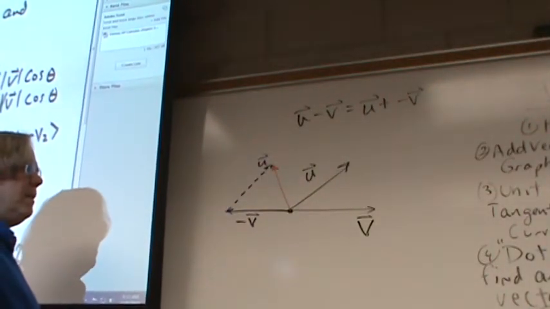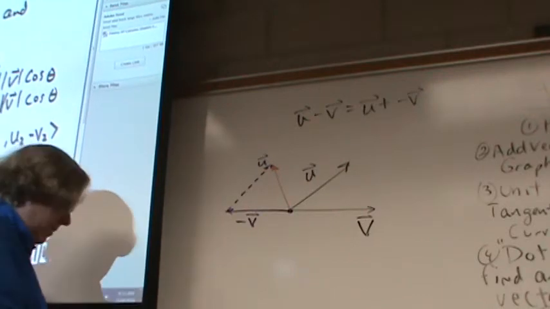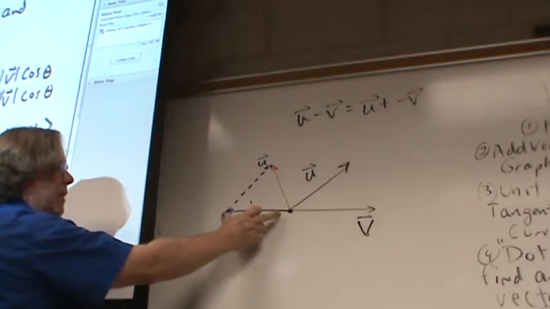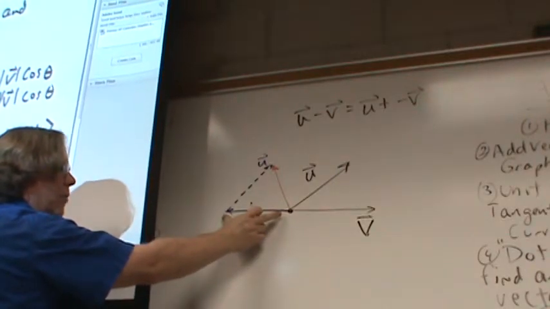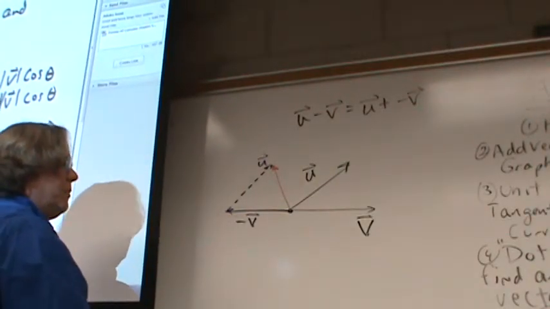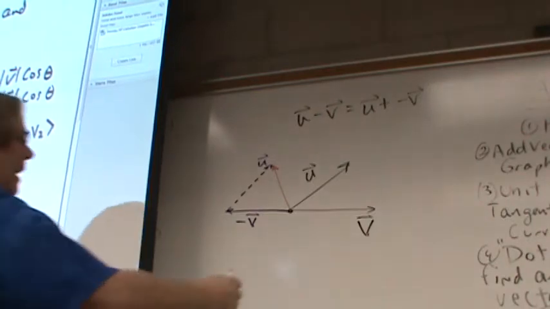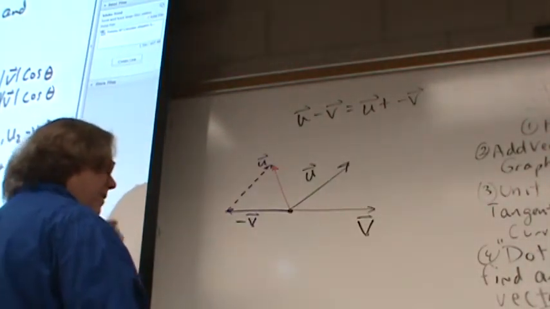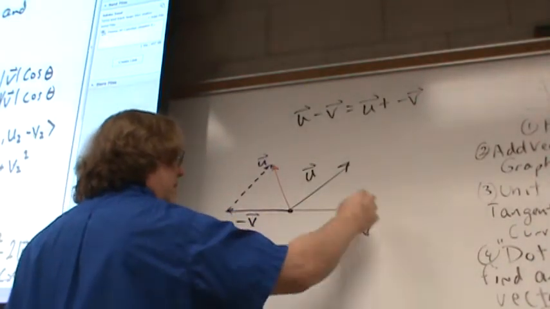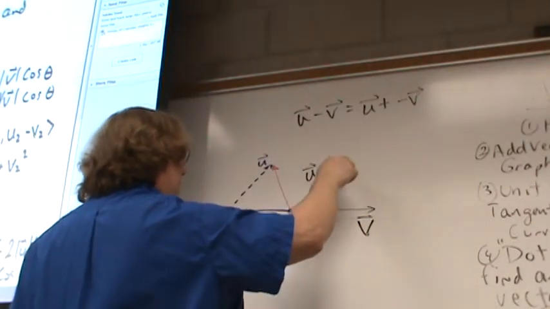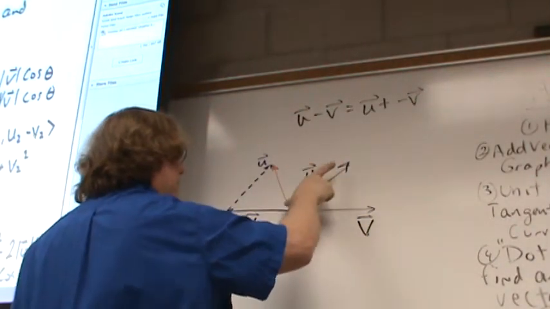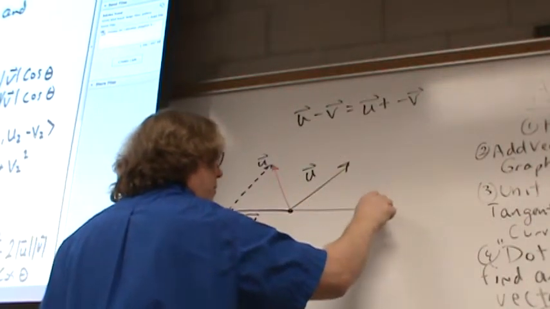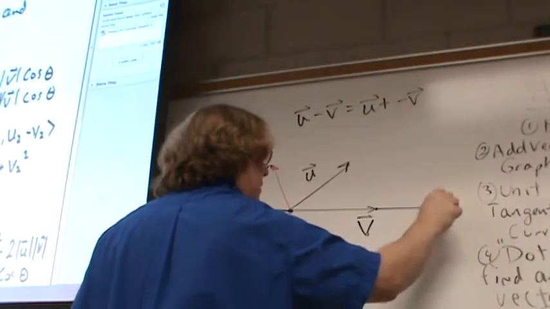Or maybe I should do this. Maybe this negative vector v, I'm just trying to figure out how to get the initial point here. U plus negative v. There's u, and there's negative v, so I get that. Maybe if I put my negative v like this.